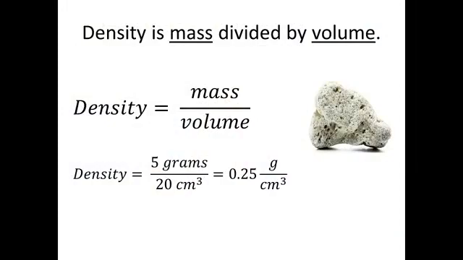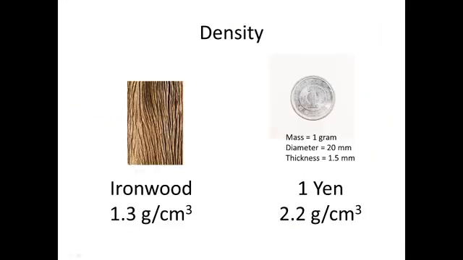So, here, let me show you the slide on that one. What we were looking at here is ironwood. Okay, so which one floats and which one sinks? A chunk of wood and a metal coin, right? Usually the wood is going to float and the metal sinks. Okay, so ironwood has a density of 1.3 grams per cubic centimeter, so it sinks.